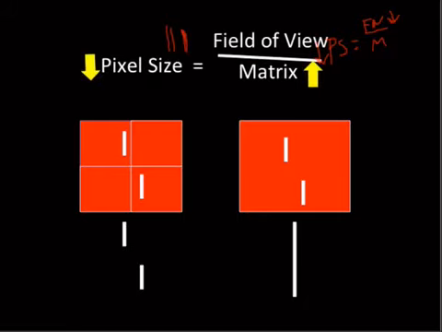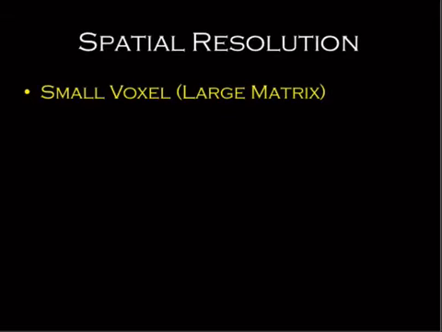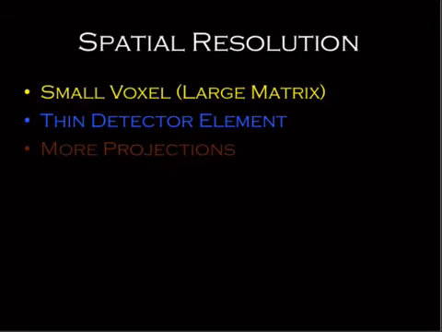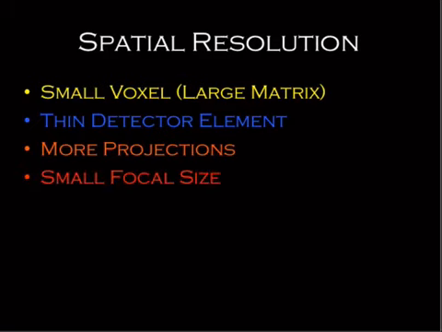Right, so matrix up, pixel size down. Field of view down, pixel size down. All right. So smaller voxels, larger matrix, or smaller field of view. Thin detector elements, something I mentioned early on. More projections, smaller focal size. Larger focal size means the object details are spread out over several detectors, and that degrades and blurs the image. So smaller focal sizes are better for spatial resolution. The thinner detector elements equal better spatial resolution in the Z direction, right? That was the thing I mentioned very early on.